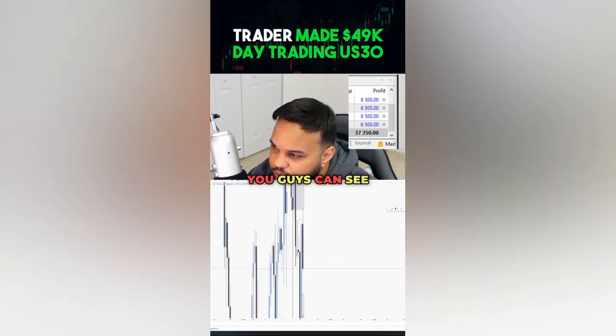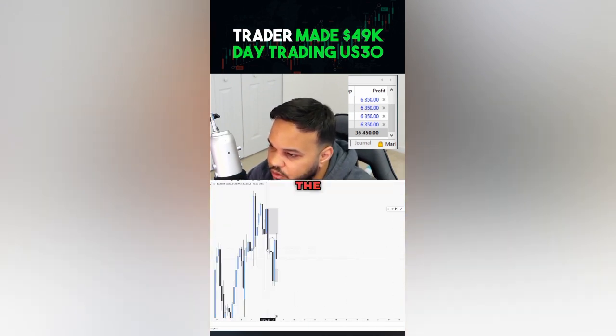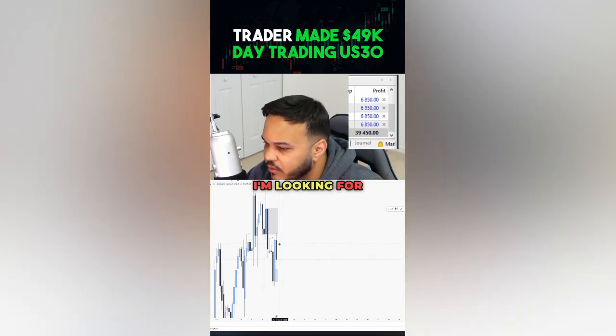If you go to the 4 hour, you guys can see that we have multiple breaks to the downside. Internally here, we have break number 1, break number 2. And at the opening, market grabbed liquidity out of the swing high on the 4 hour and tapped into this 4 hour order block. So with those two things, I'm looking for sales 100%.